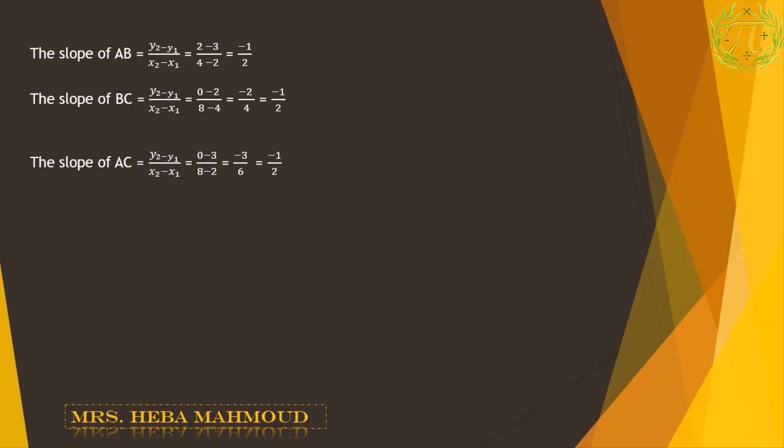The slope between the 2 points A and B will be 2 minus 3 over 4 minus 2, which is negative half. And the slope of BC is 0 minus 2 over 8 minus 4, which is negative 2 over 4, which is negative half. And the slope of AC is 0 minus 3, negative 3, over 8 minus 2, which is 6, equals negative half. Since the slopes of the 3 points are equal, the 3 points are collinear.